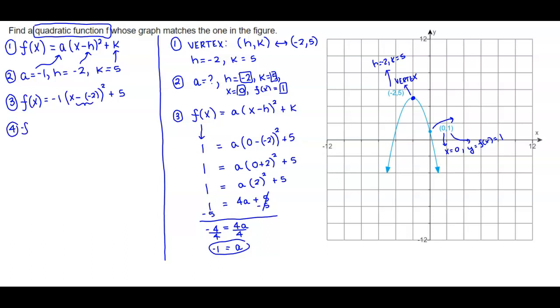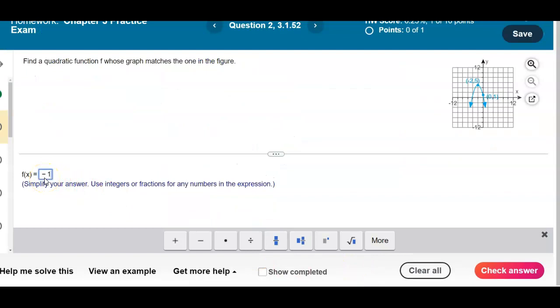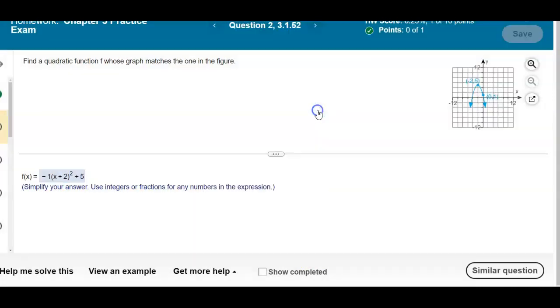So we're going to get f of x, which is equal to negative 1 times (x plus 2) squared plus 5. Now let's go ahead and put that answer in to make sure that we are correct. So this is what our answer is. We have negative 1 times (x plus 2) squared plus 5. Let's check our answer, and there is our result.